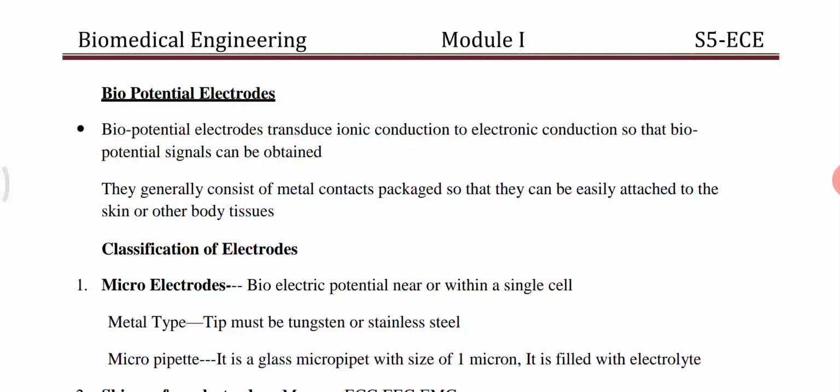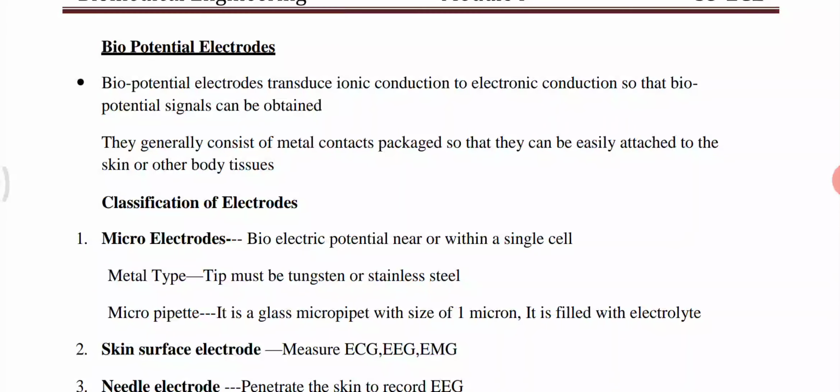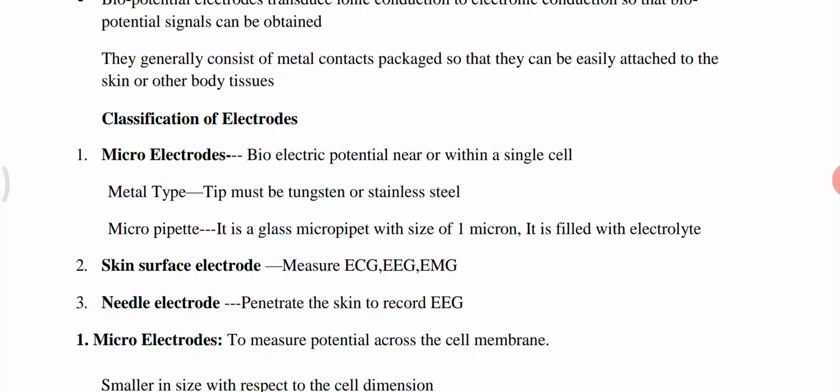Next is the biopotential electrodes. As you know, they pick up the electrical signals of the body. That is, these biopotential electrodes transduce ionic conduction to electronic conduction. That is, it acts as a transducer to convert energy from one form to another so that biopotential signals can be obtained. They generally consist of a metal contact packaged so they can be easily attached to the skin or the body tissue, so that we can take the signals from the body tissue or body parts from the action potentials. Then is the classification of electrodes.